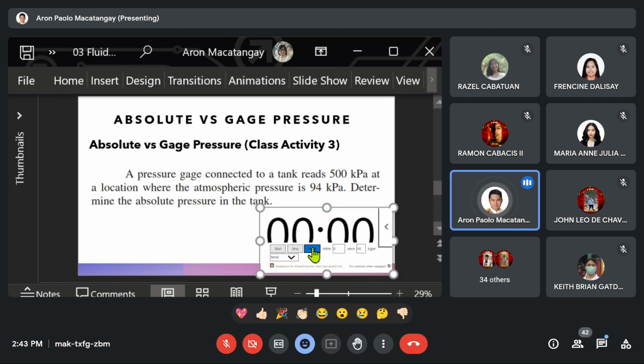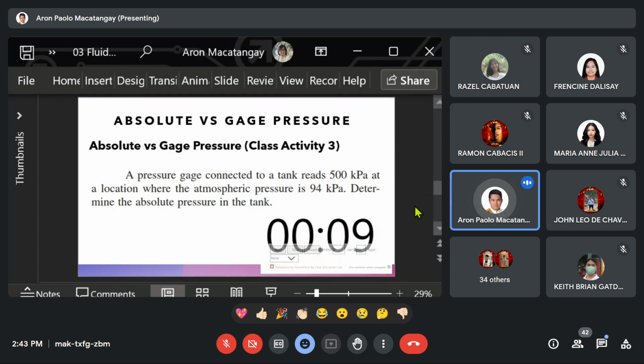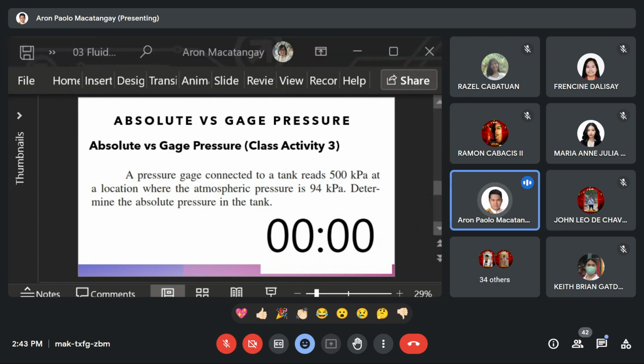So, I think you have 10 seconds lang to solve here, and another 20 seconds dun sa Kahoot to select your answer. Okay. Switching na sa Kahoot.